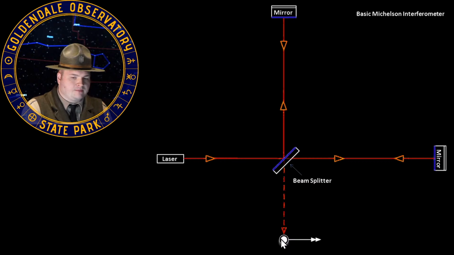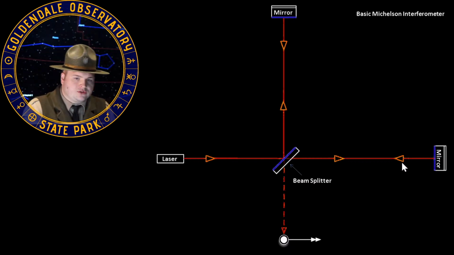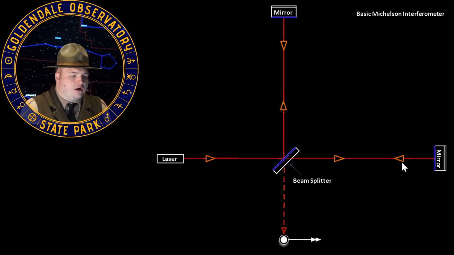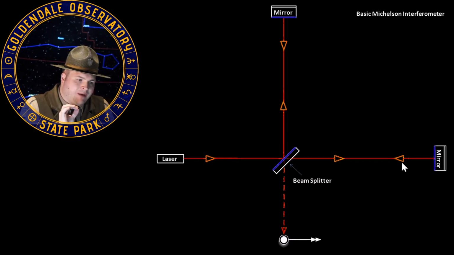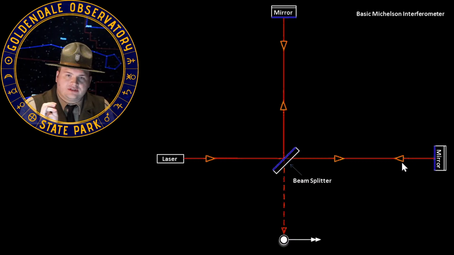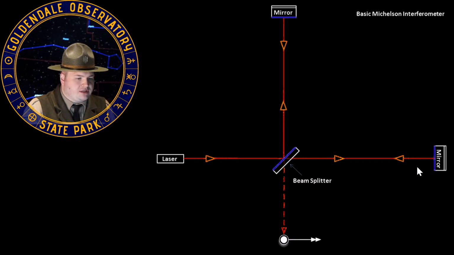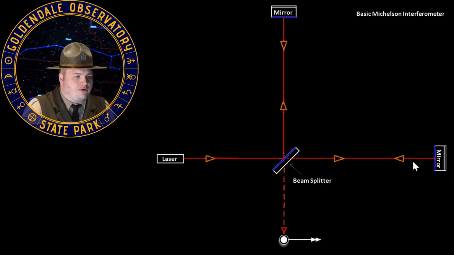So like we were just talking about, we have two identical signals, so to speak, that are deliberately out of time with each other, out of phase sync, because we have physically moved one of the mirrors farther away than the other one.